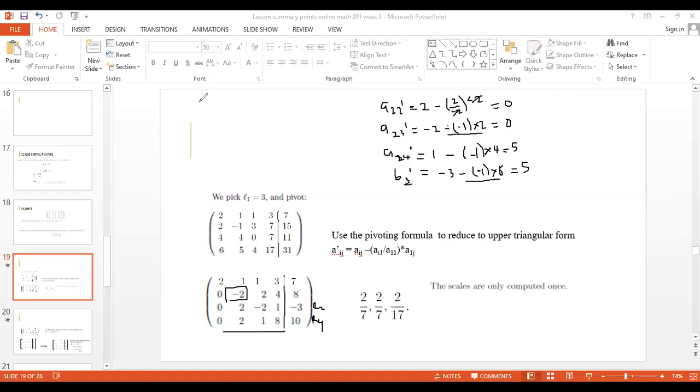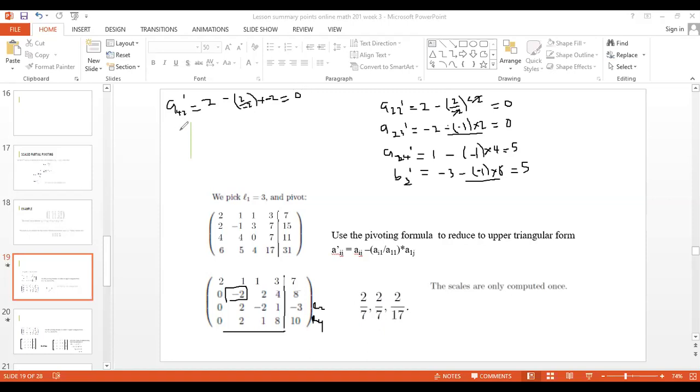So that gives us, we have A42 new. Okay, A42 new is equal to 2 minus, we have 2 over -2, okay, times -2, which will be equal to 0.